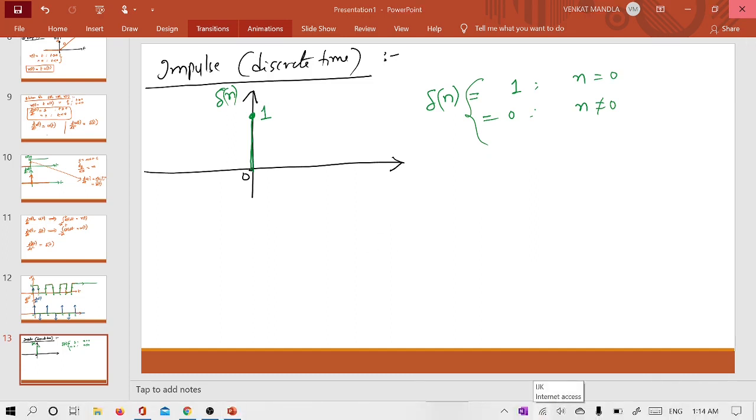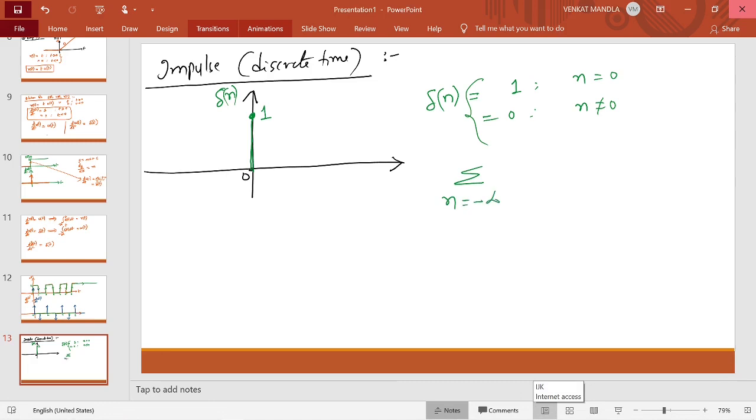And you can also sum del of n from n equal to minus infinity to plus infinity. What do you get? So n is an integer. This is the axis n. Only at n equal to 0 does the signal exist. At all other values, 1, 2, 3, 4, minus 1, minus 2, minus 3, and so on, you have zeros. Only at n equal to 0 is the value of del of n equal to 1. In all other cases zeros, plus 0 plus 0 plus 0. So this also exists, but it is not mandatory in the definition. So this is sufficient.